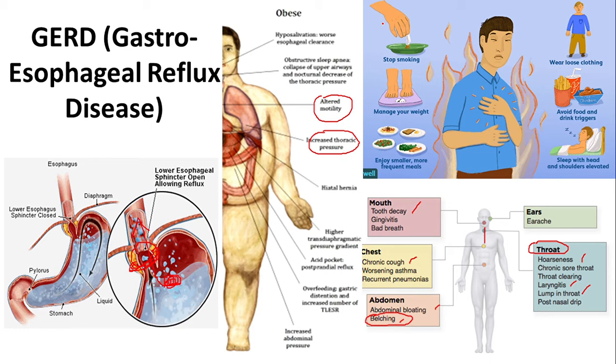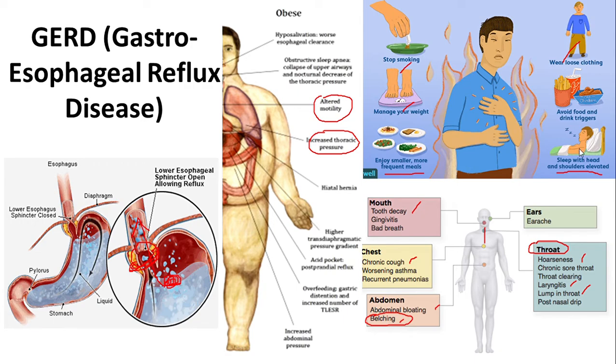So lifestyle changes are given or advised to the patient. So to stop smoking, to manage the weight, enjoy smaller, more frequent meals, allowing the stomach to have time to give the food to the duodenum or to control the rate of gastric emptying properly. So wear loose clothing and sleep with head and shoulders elevated, to help prevent the backflow of your acid, right?